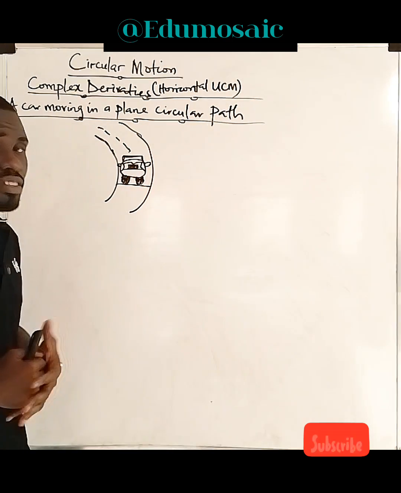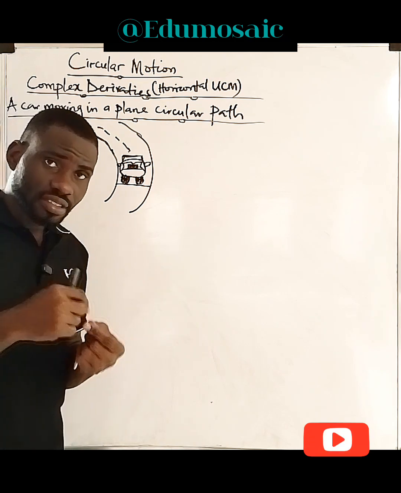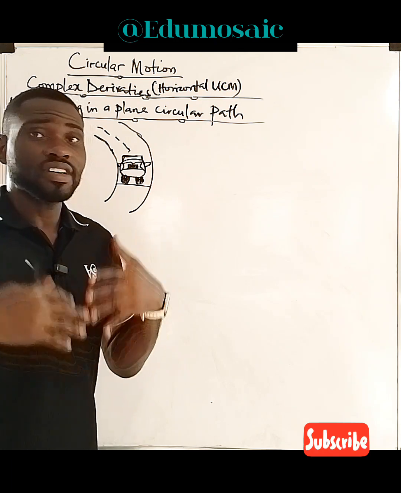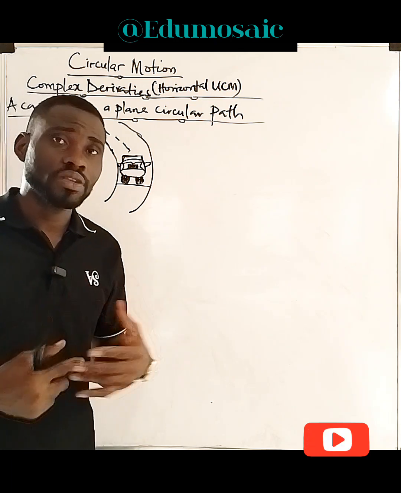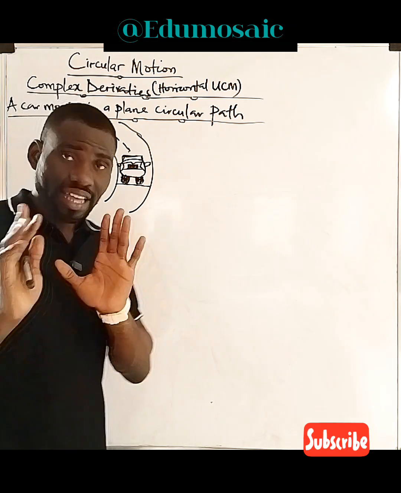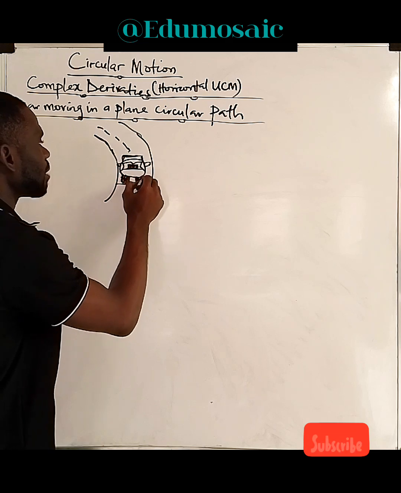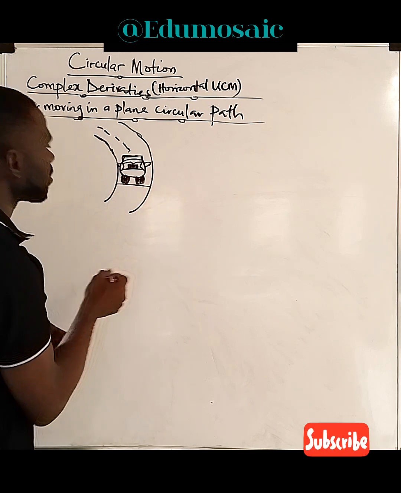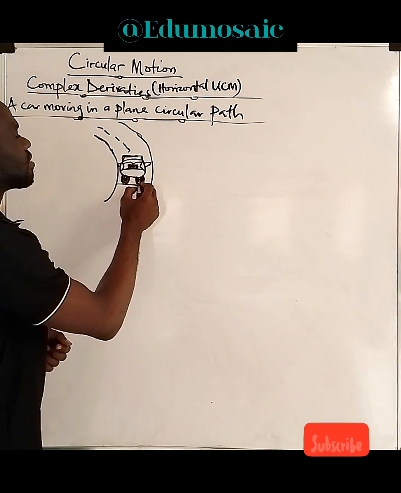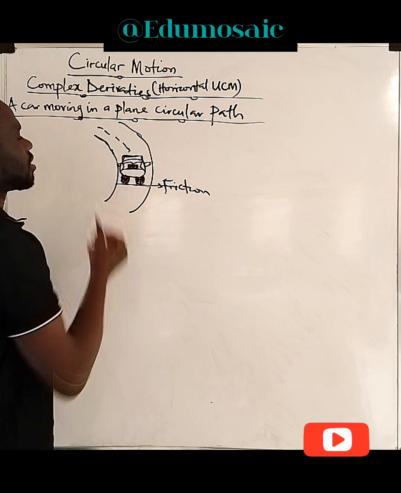Now, don't forget, in our previous lesson on canonical pendulum, it was the tension in the string that brought about the centripetal force. But for this, there's no string here. What helps this body to keep moving in the circular path is the friction in the tires. So you have a friction here, you have another friction here.